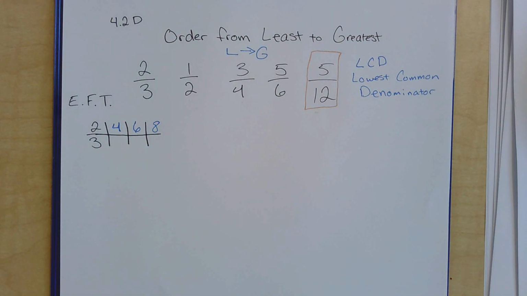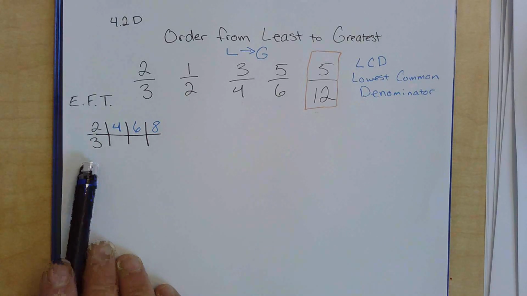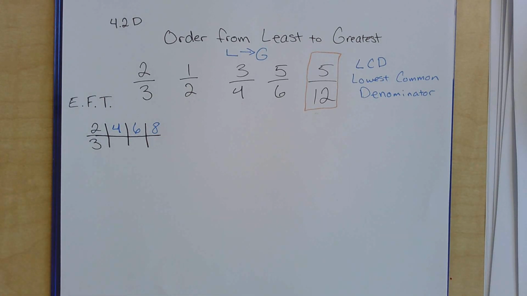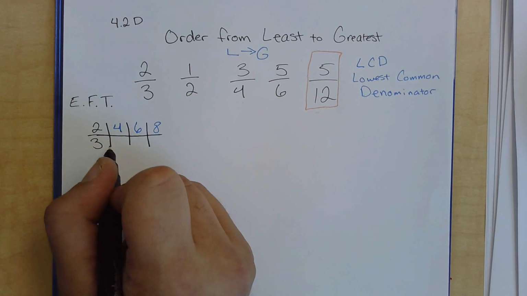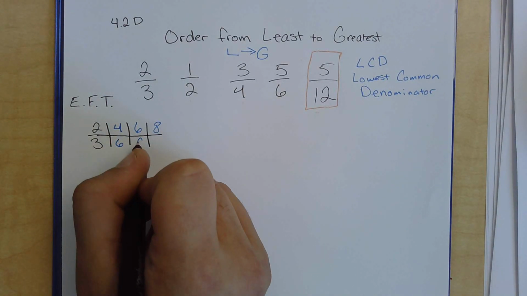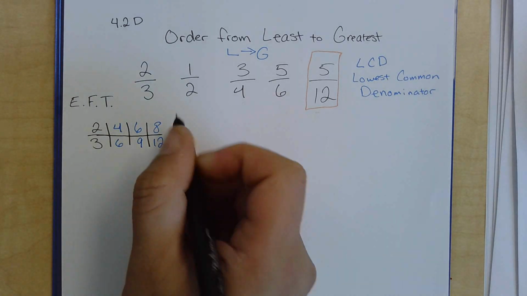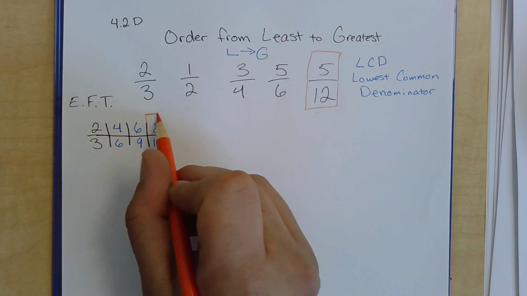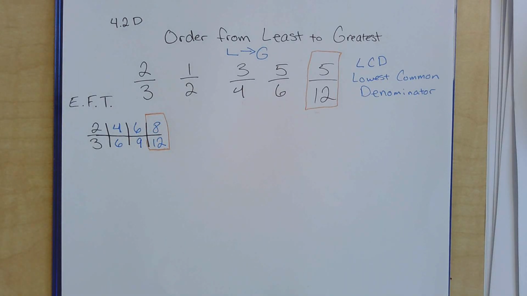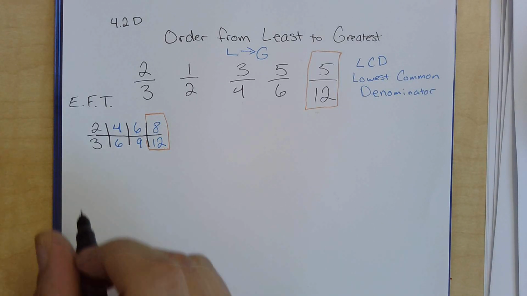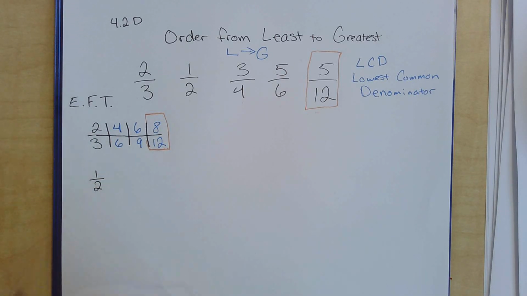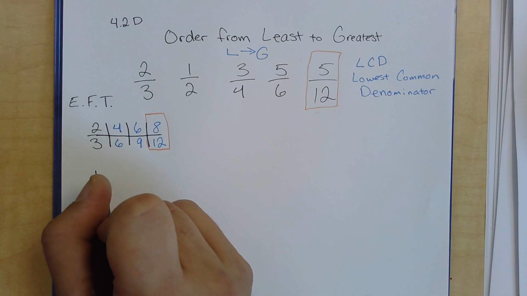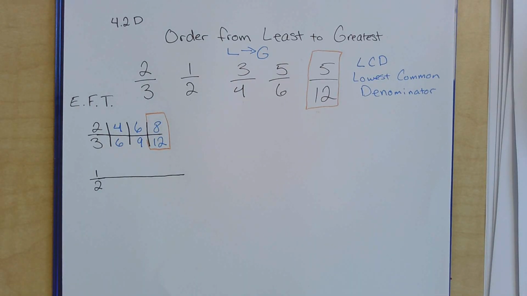I'm going to skip count by the value of my denominator, which is the number on the bottom here. So if we skip count by 3s, then 3, 6, 9, 12. Well, our common denominator is a 12, so I'm just going to box that in to know that I now have a fraction I can compare my 5/12ths with. Okay, let's do the same thing with 1/2. I'm going to write 1/2, and I am going to extend that fraction bar.